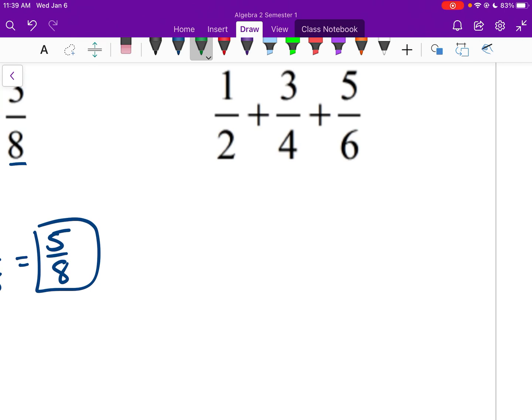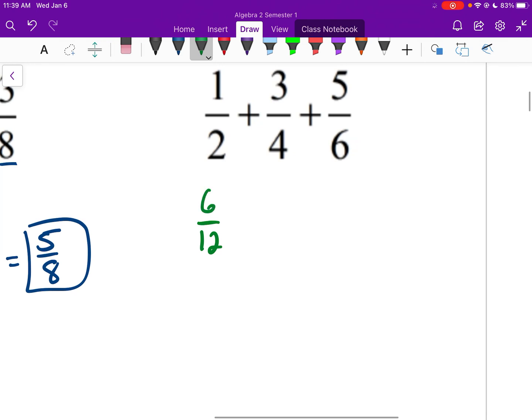Sometimes you're going to get 1/2, 3/4, and 5/6. We have to figure out the least common multiple for the LCD, which in this case will be 12. So 1/2 with a denominator of 12 will be, we multiply top and bottom by 6, so 6/12. For 3/4, multiply top and bottom by 3, so 9/12. And finally for 5/6, multiply top and bottom by 2, so we end up with 10/12.